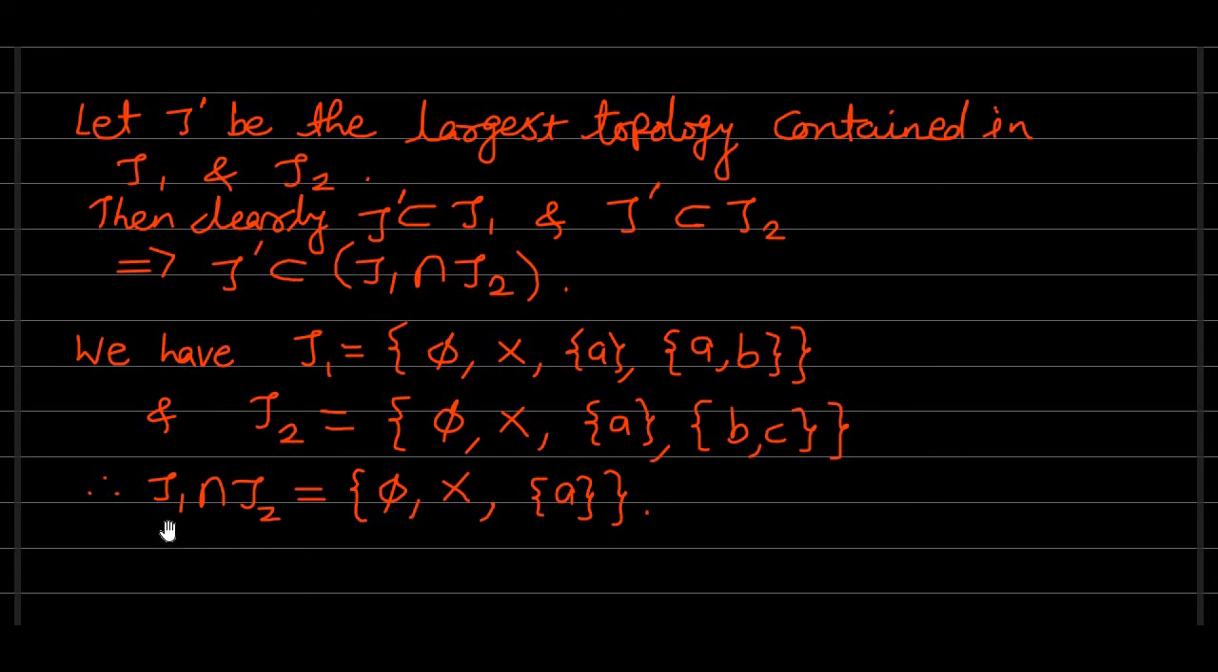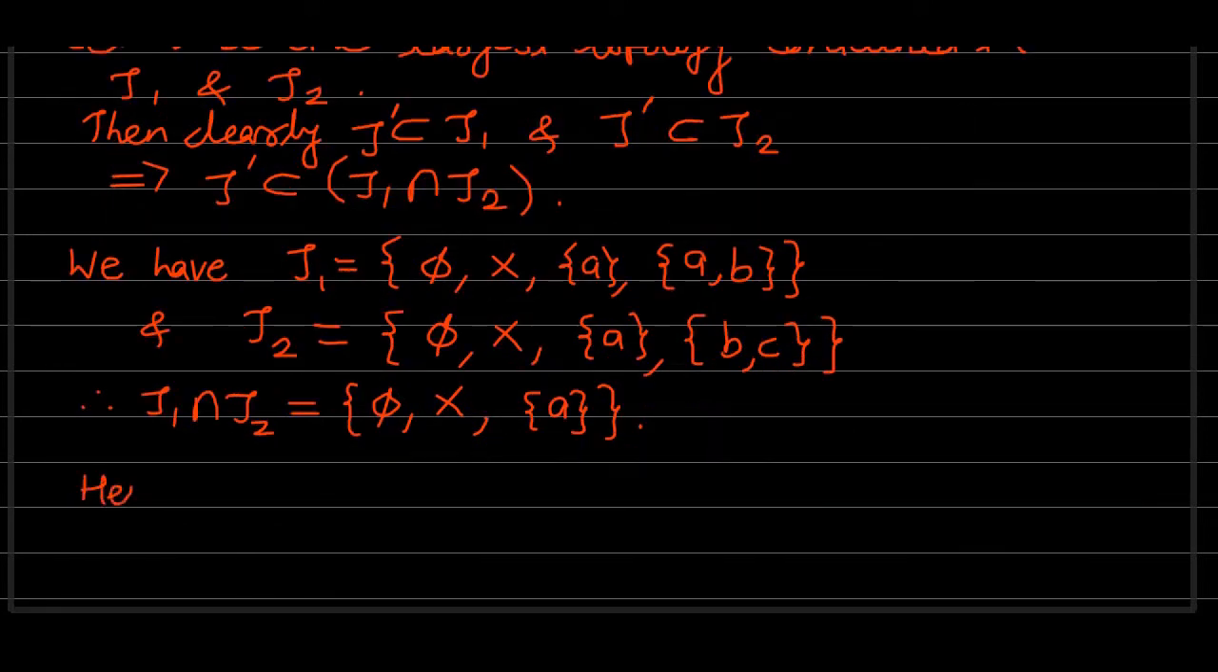Therefore, the collection TO1 intersection TO2 satisfies all three conditions required for being a topology, and therefore TO1 intersection TO2 itself is a topology on X, and it is contained in both TO1 as well as TO2. Hence, our required largest topology contained in TO1 and TO2 is this TO1 intersection TO2 itself. Hence, we conclude that TO dash, which is the required largest topology contained in TO1 and TO2, is nothing but TO1 intersection TO2, which is equal to the collection consisting of the empty set phi, the complete set X and the singleton set A.